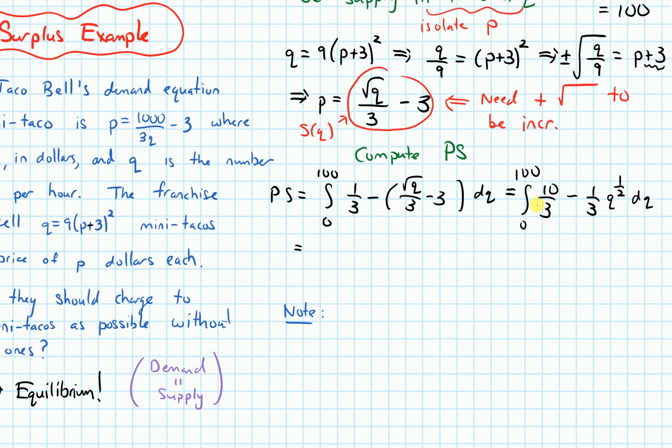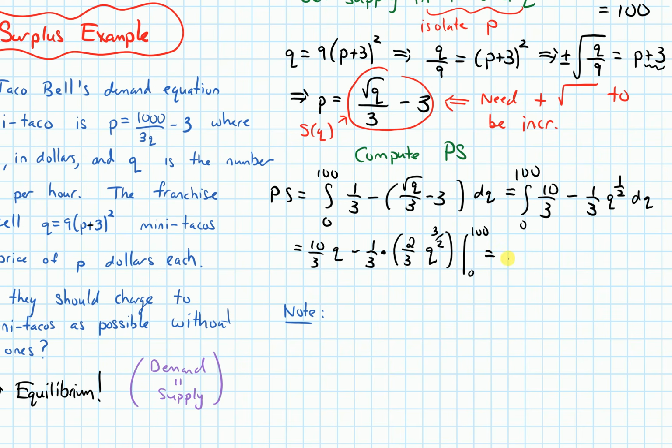And now this is easy to do the antiderivative of. So antiderivative of 10/3, that is 10/3 times q. And then for the next term, we have minus 1/3 times, so for the antiderivative of q to the 1/2, this is reverse power rule. I add 1 to the power and I get q to the 3/2. And then I would divide by this new power, which is the same thing as multiplying by the reciprocal, 2/3. All right, and then I need to plug in 0 into this and 100 into this.